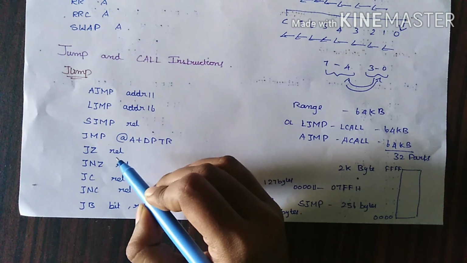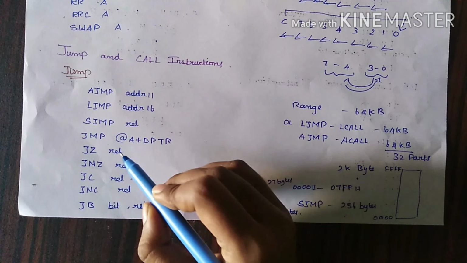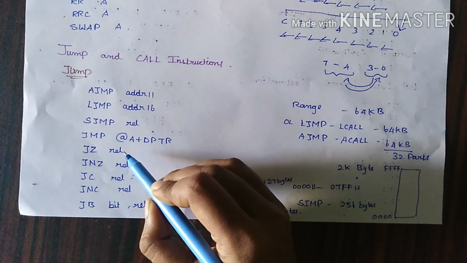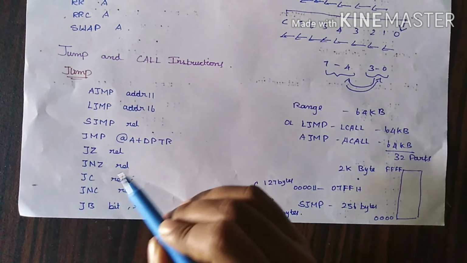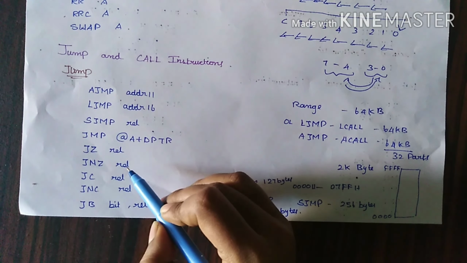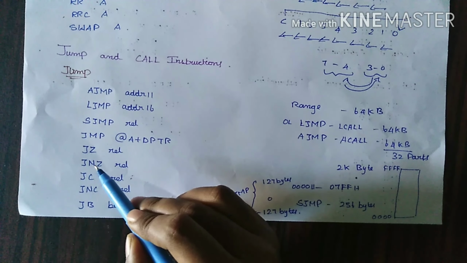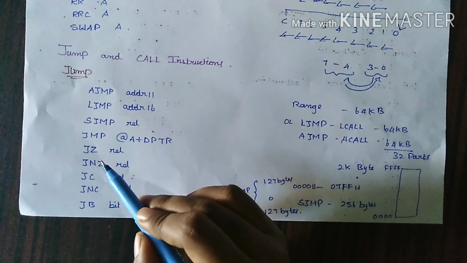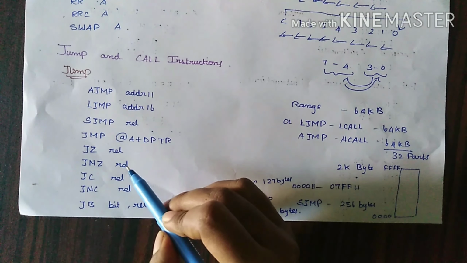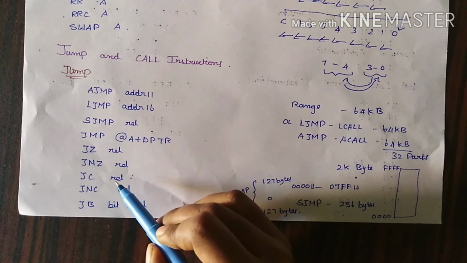Now JZ relative address indicates that if the accumulator is 0, then the instruction should give the flow of control to the given relative address. So if all bits of the accumulator are 0, then this jump will happen. And the next instruction is JNZ relative address, that is jump if not 0. If the accumulator is not completely 0, then it should jump to this relative address. If any bit of the accumulator is 1, then this jump will happen.